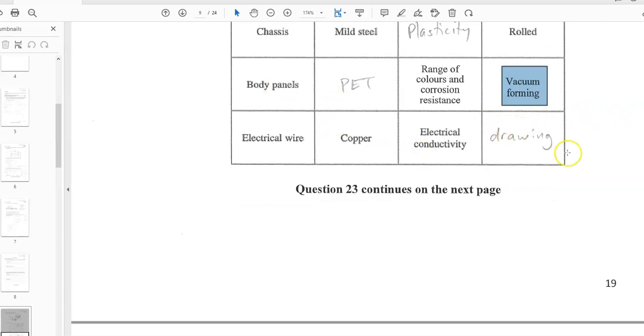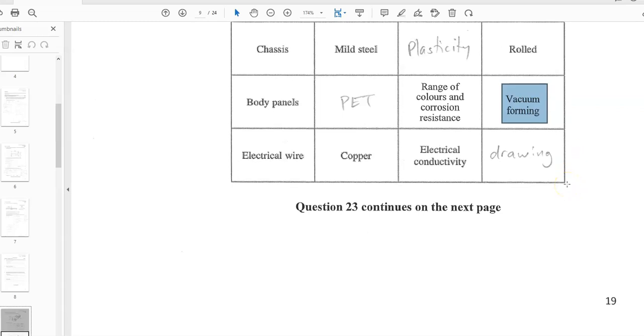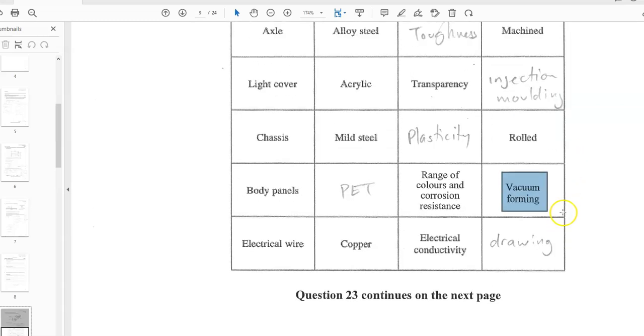Electrical wire, the property is drawing. Some people write extrusion. It's the same thing. It's half a mark. You've got to use your judgment whether or not a quarter of a mark rounds up or down. Okay.